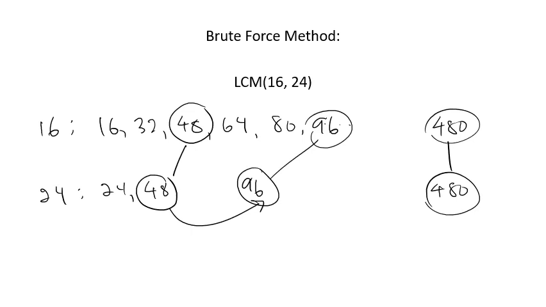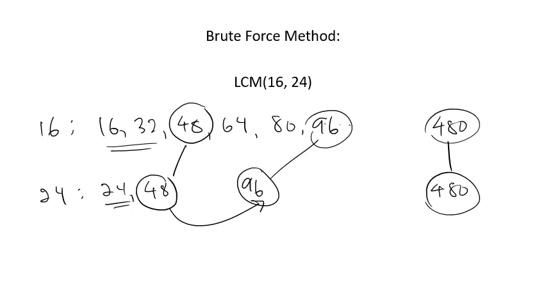So to check to make sure that it is least, I just have to look at the numbers that are smaller than the 48 and see if I somehow missed one. 32 works here, but not for 24. 24 works here, but not for 16. 16 works here, but it's too small to work for 24. So I know 48 is the least common multiple.